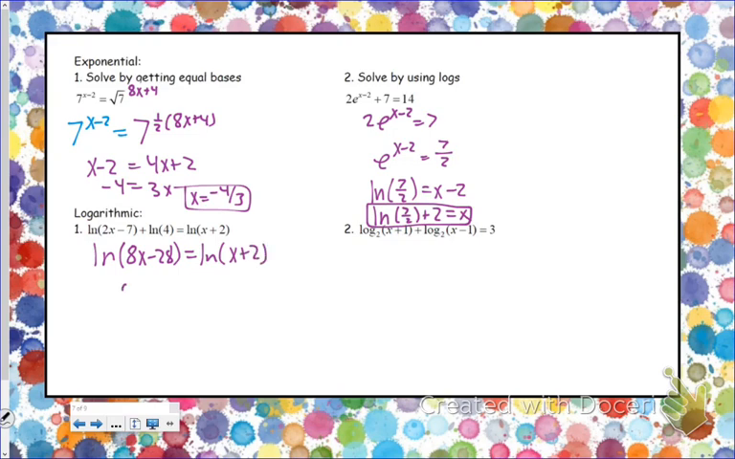Then if the logs are equivalent, all I have to do is set the arguments equal. So I end up with 7x equals 30. So x equals 30/7.